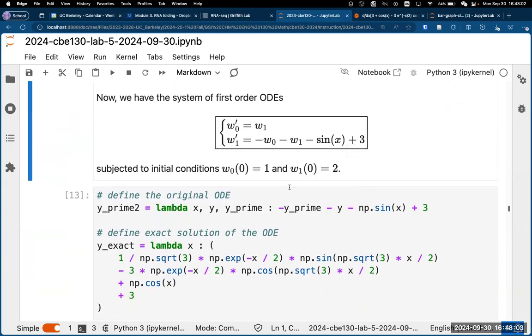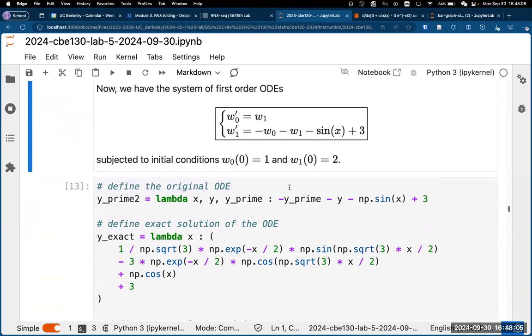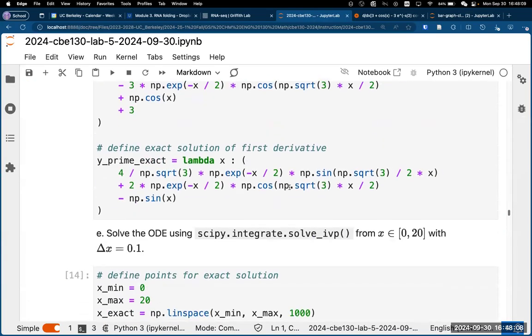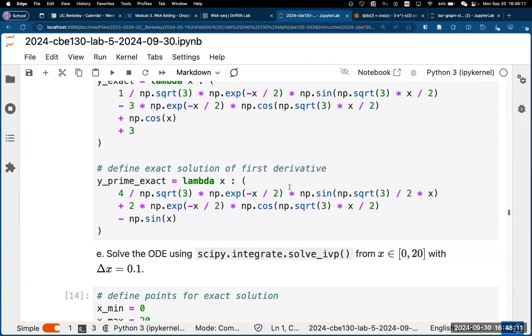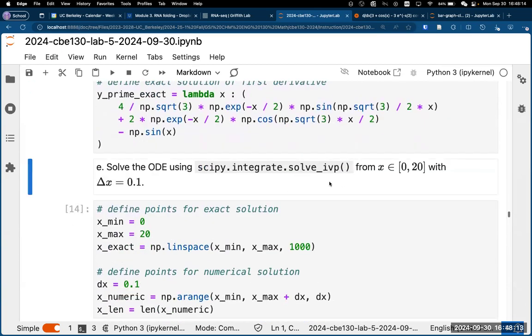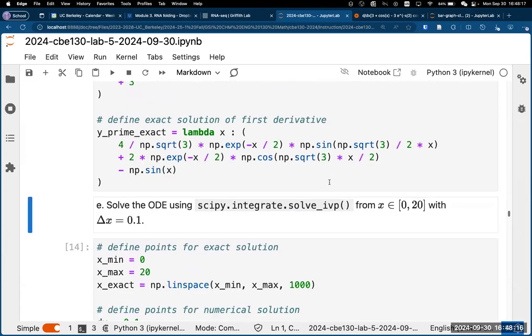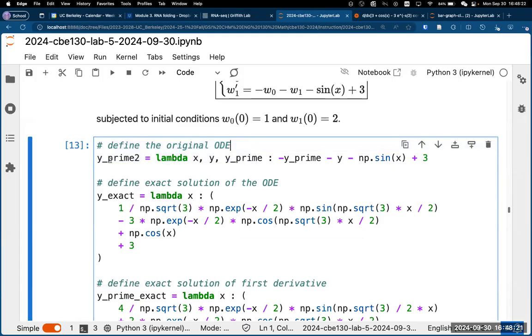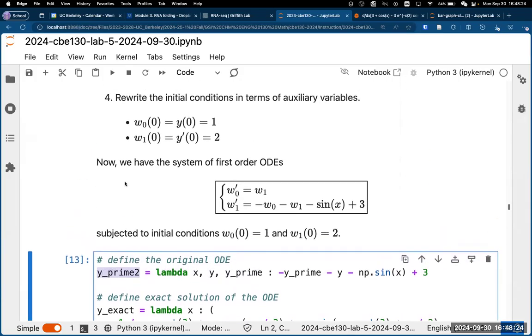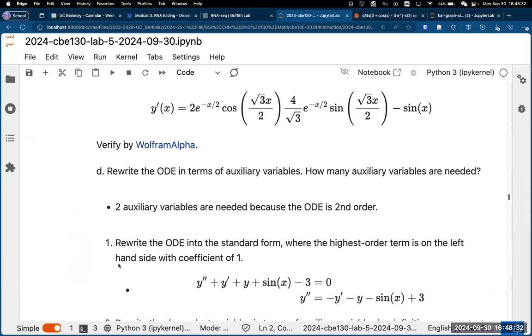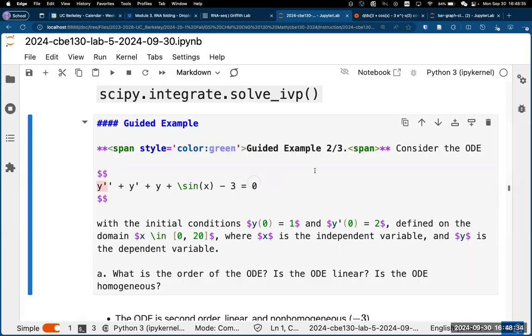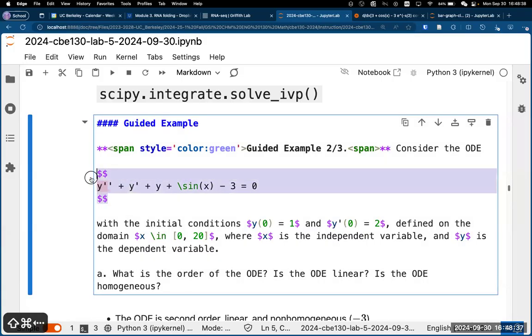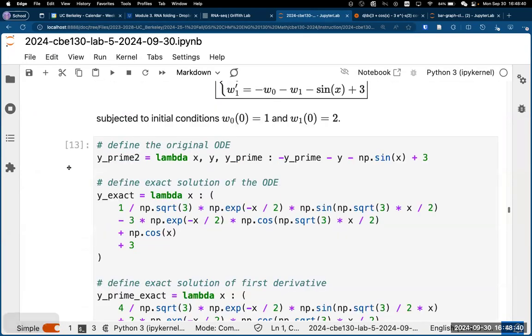Okay. And the question asks you to solve the ODE using solve IVP. So to do that, we first get the original ODE in standard form. So we input the y prime, y double prime into there. So it's dependent on x, y, and y prime. So actually, let's code this up.